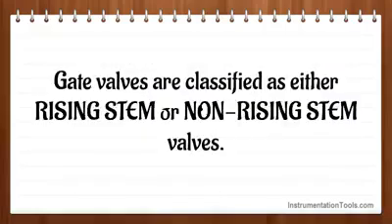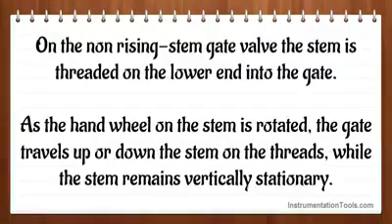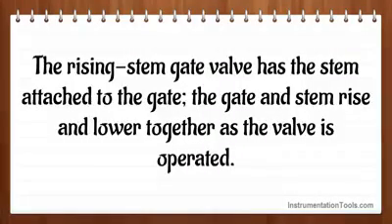Gate valves are classified as either rising stem or non-rising stem valves. On the non-rising stem gate valve, the stem is threaded on the lower end into the gate. As the handwheel on the stem is rotated, the gate travels up or down the stem on the threads, while the stem remains vertically stationary. The rising stem gate valve has the stem attached to the gate. The gate and stem rise and lower together as the valve is operated.